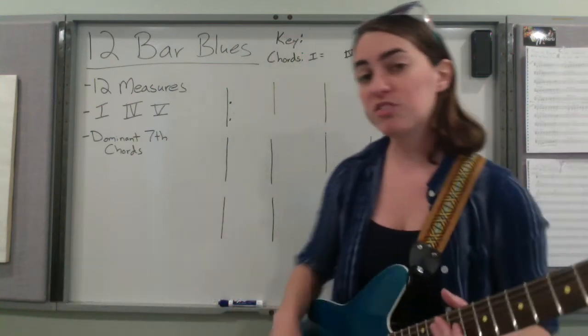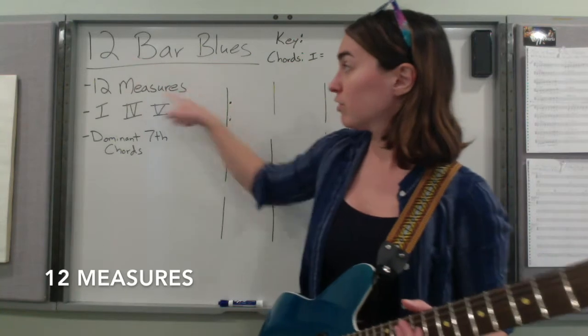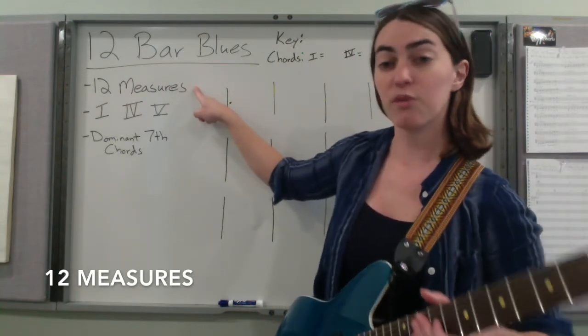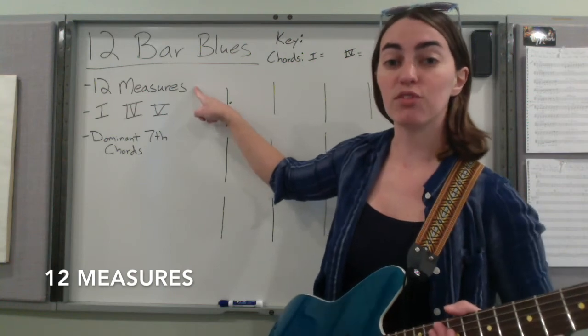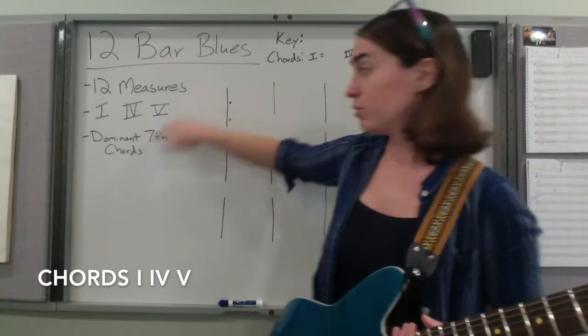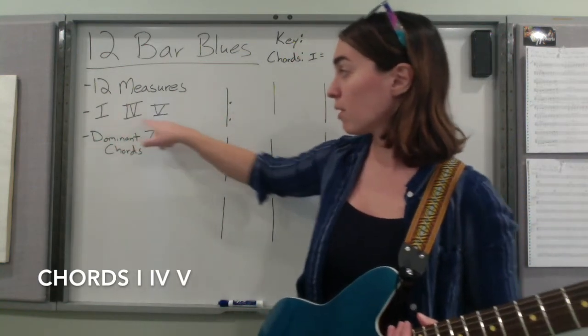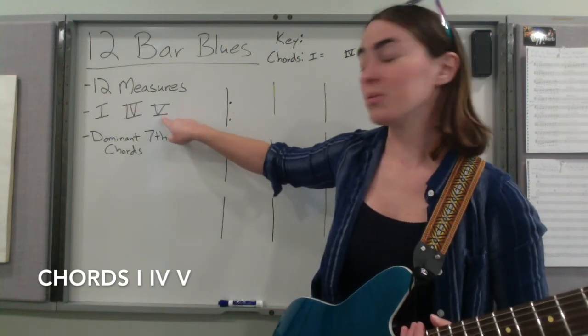So a couple of key things to keep in mind. 12 measures. So 12 bars, same thing as 12 measures. Okay, so our form is a 12-measure pattern of chords that's going to repeat throughout the song. Typically, we have 3 chords in our 12-bar blues, a 1, a 4, and a 5 chord. There'll be a lesson on identifying those at a later date too.